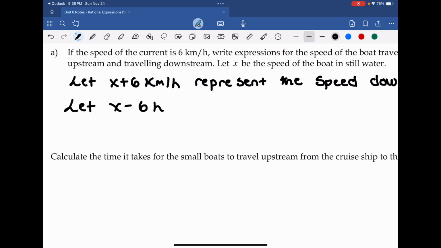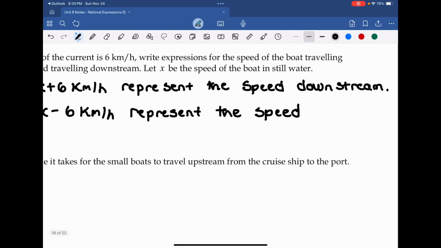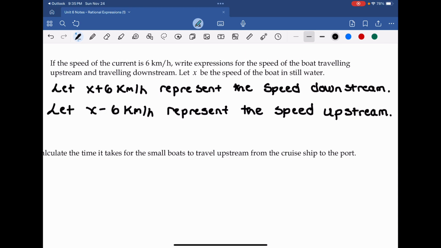And then we're going to say let x minus 6 kilometers per hour represent the speed upstream instead. And then again, the reason we consider this to be upstream when it's negative is because if you go upstream, you're having to fight the current. You're going against it, so it's impacting your overall speed, and we consider this to be kind of a hindrance to motion rather than something that's helping.